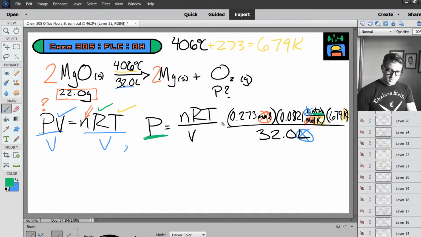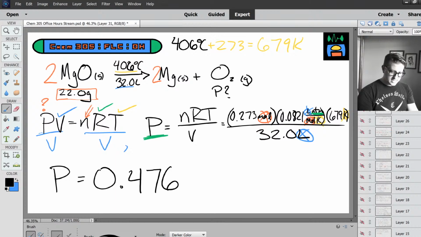So 0.273 times 0.0821 times 679 divided by 32.0. So the pressure for oxygen ends up being 0.476 atmospheres, with 3 sig figs.